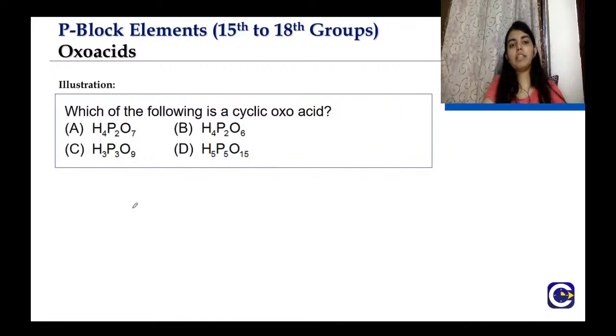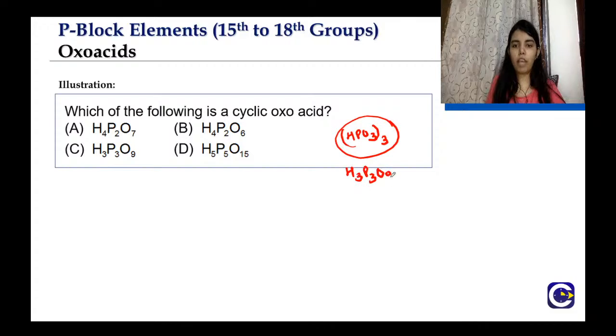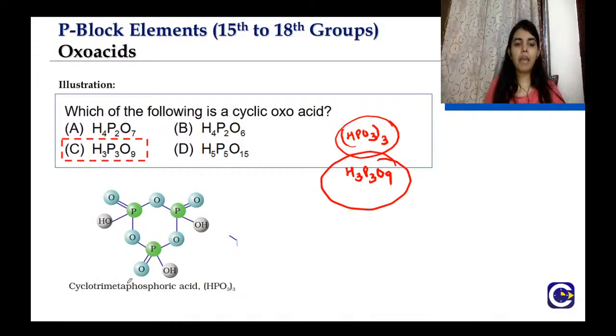Which of the following is a cyclic oxo acid? That we have already done. HPO3 basically is a cyclic oxo acid. We had done the trimer basically, so it will be H3P3O9, cyclotrimetaphosphoric acid, HPO3. Okay.